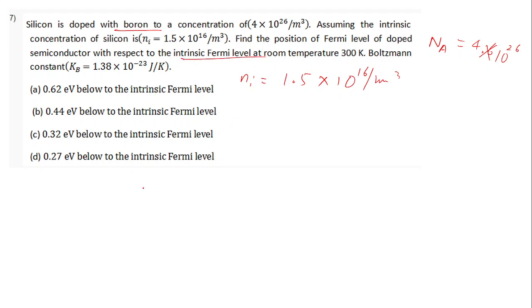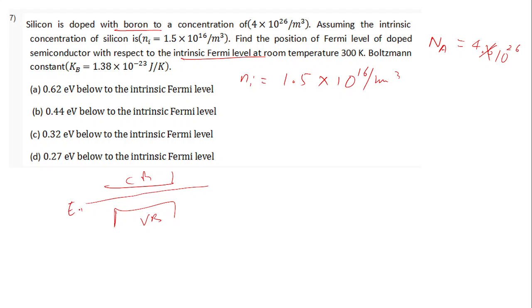So when the semiconductor is undoped, then there is the conduction band, the valence band, and the Fermi energy is exactly in between. But when we do doping, depending on what kind of doping we are doing, either the number of holes, the hole concentration, or the electron concentration can increase, and accordingly the Fermi energy level will go up or down. So here we have to find the position of the Fermi level after doping, with respect to the intrinsic Fermi level at room temperature. Okay, so it is clear that the acceptor atom concentration is this, the intrinsic concentration of silicon is this value, and we have to find out how much.